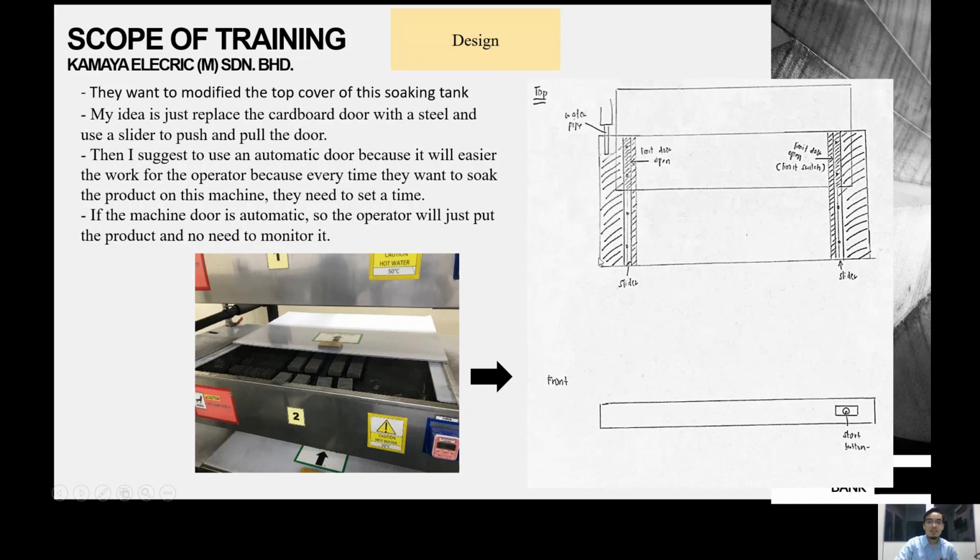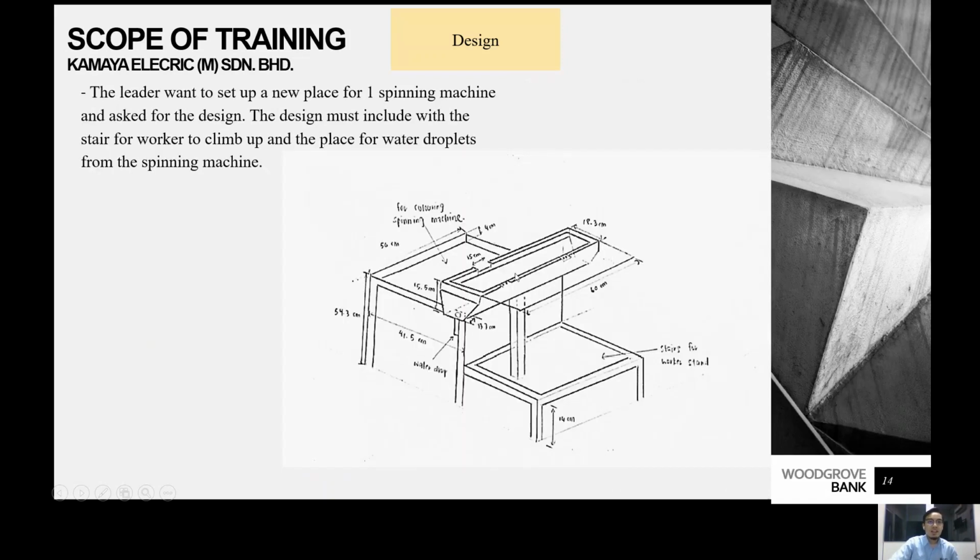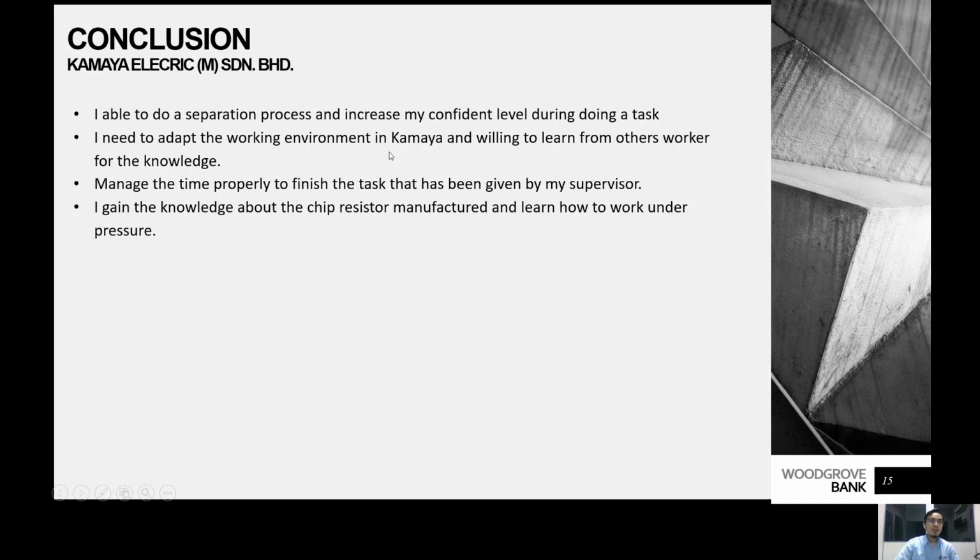This is my design. Lastly, I need to design the table for one spinning machine. The design was asked for by the leader, and I need to design it based on what they want. This is my design. The conclusion: from my internship, I increased my confidence level when doing a task.